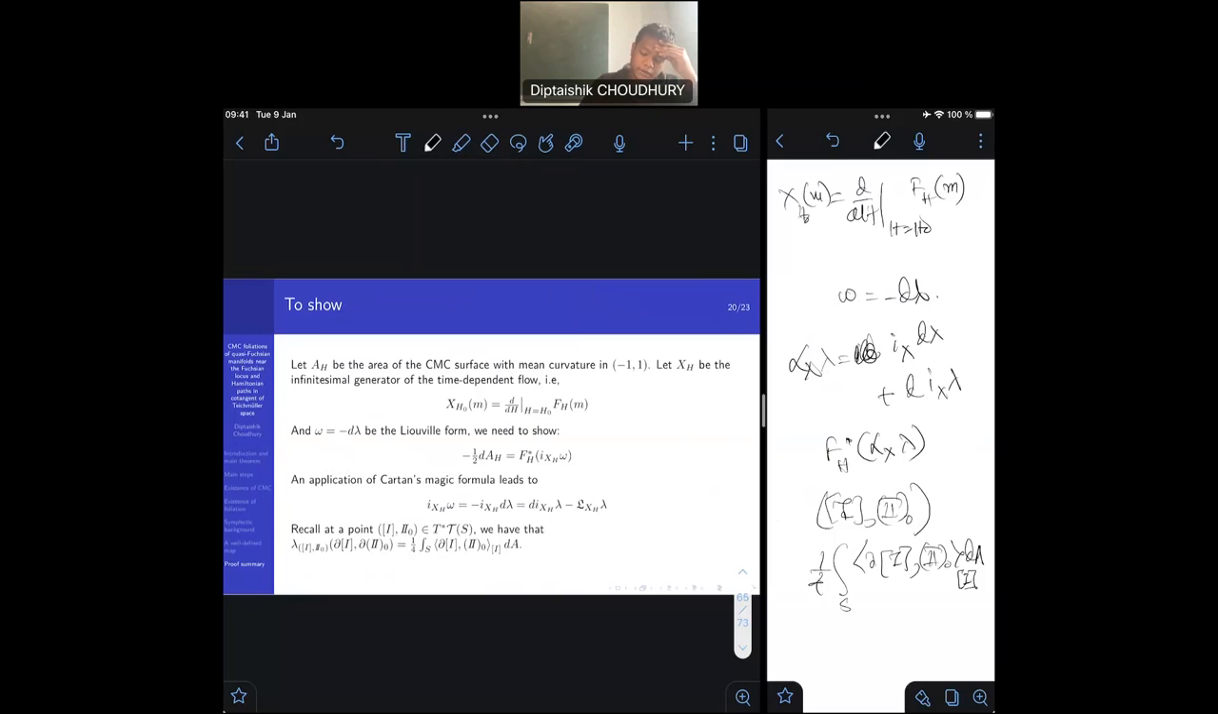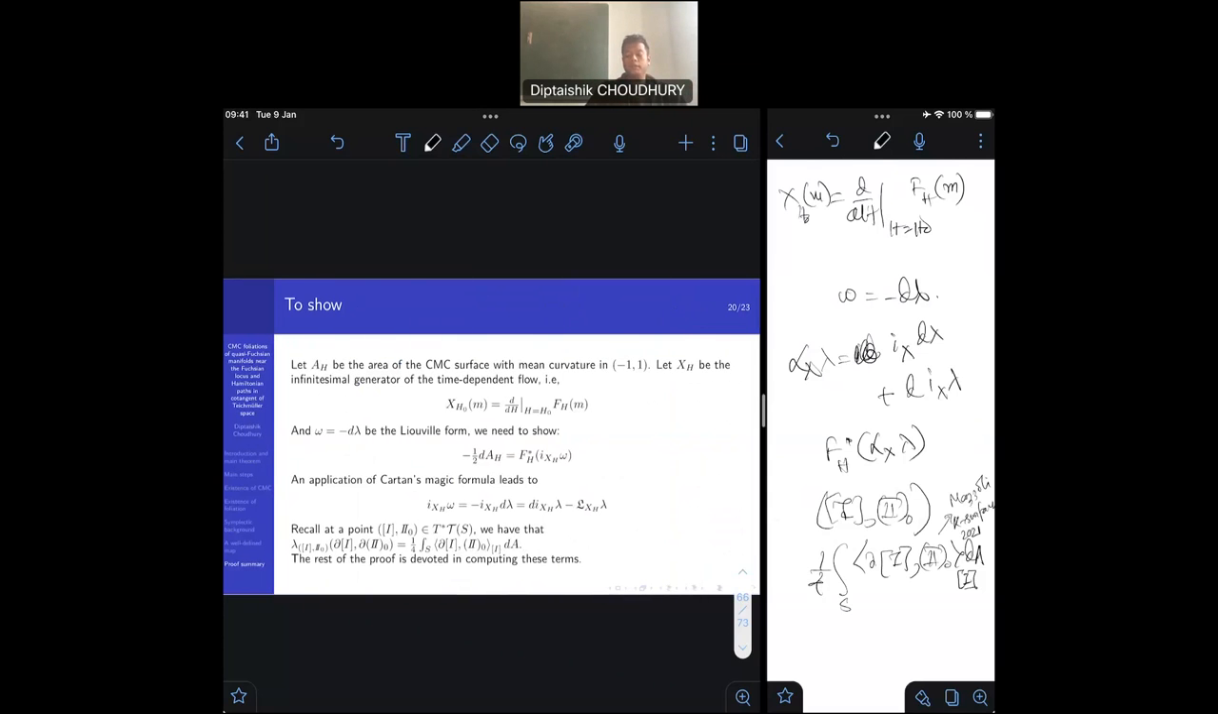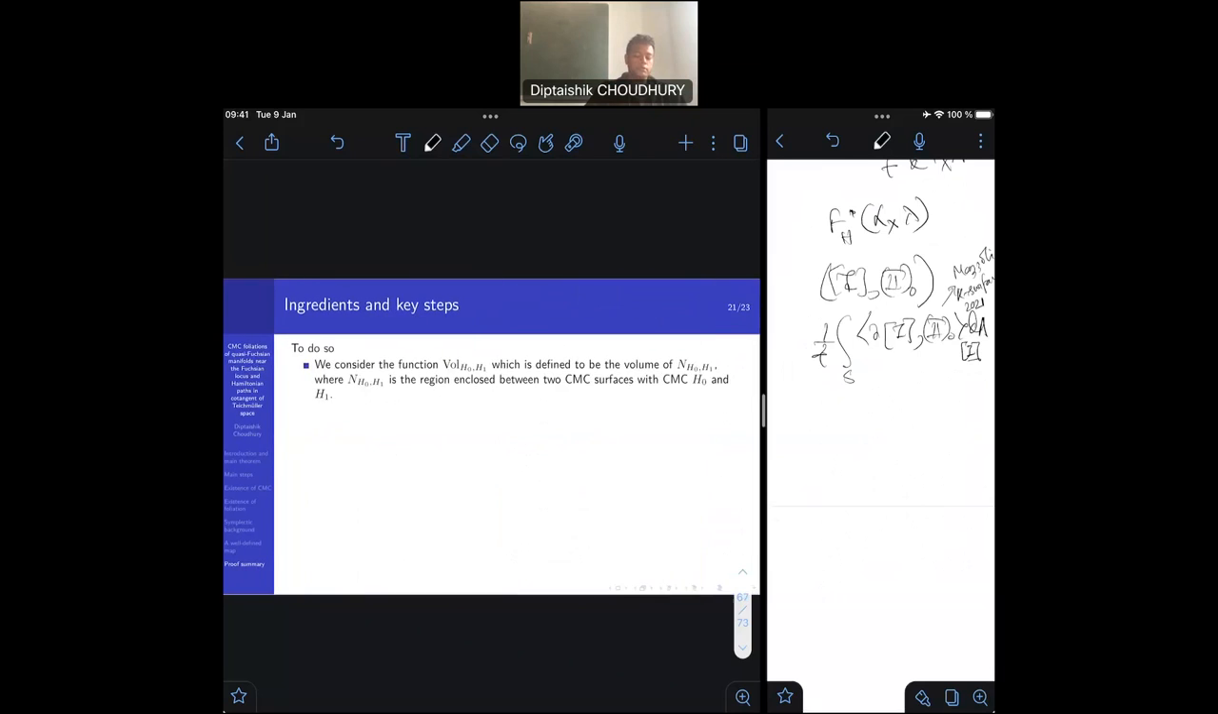They have been done in, for example, Mazzoli's paper on K surfaces in 2021, and other places as well. I mean, this is just one reference where you can find this. So now what we do in the rest of the proof is just compute these terms.